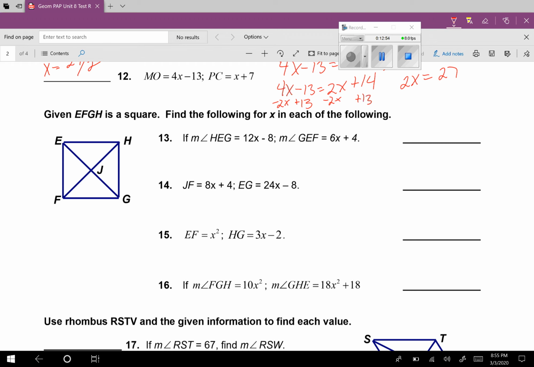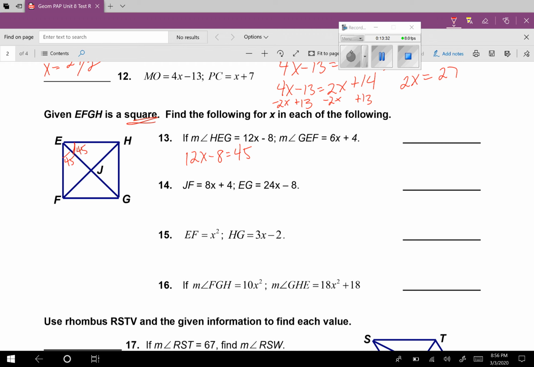Okay, it says EFGH is a square. Find the following for x in each of the following problems. Okay, HEG is 12x minus 8. Okay, remember this is a square. HEG, this is 45. So you should set this equal to 45. And then GEF, well, that's also 45. So you really only have to solve for one of them. So you should do 12x minus 8 equals 45. And we know it's 45 because they say it's a square.